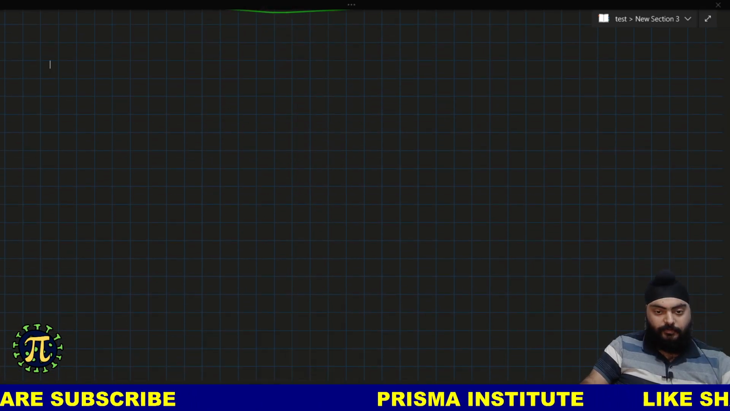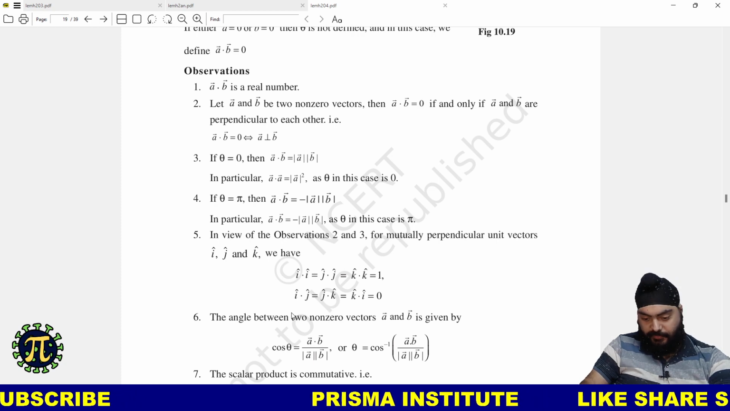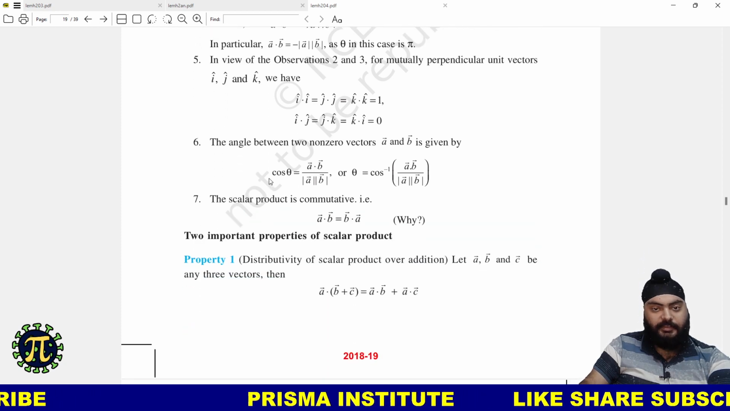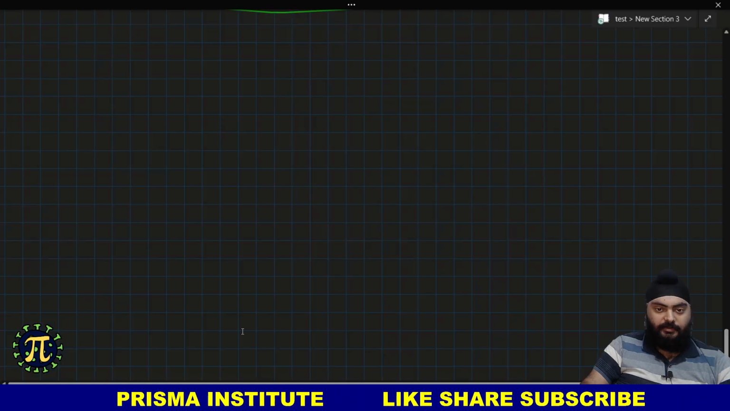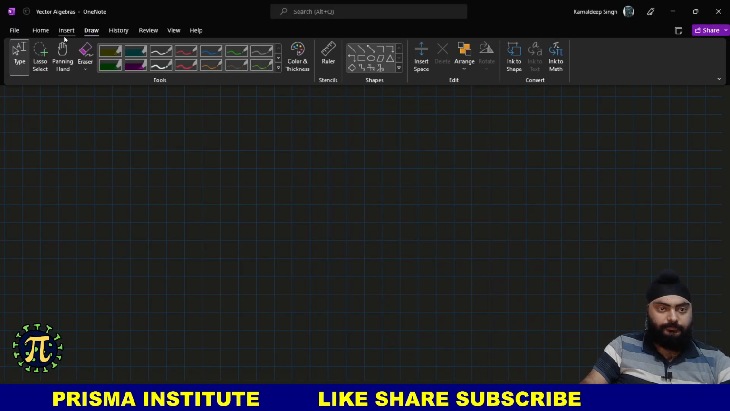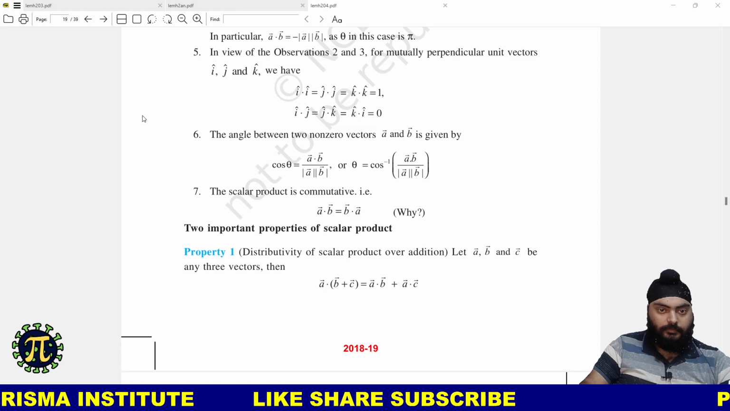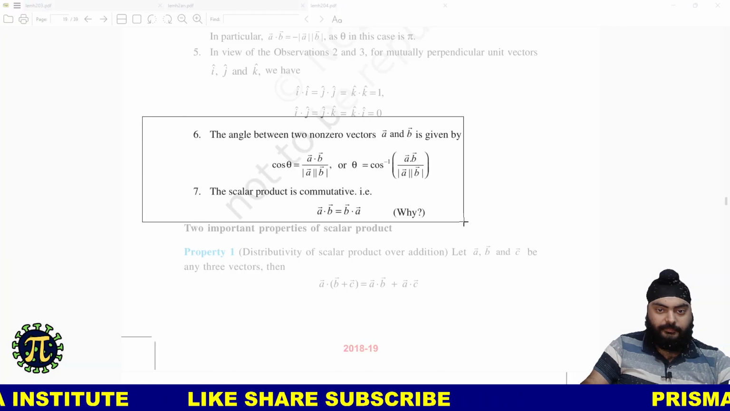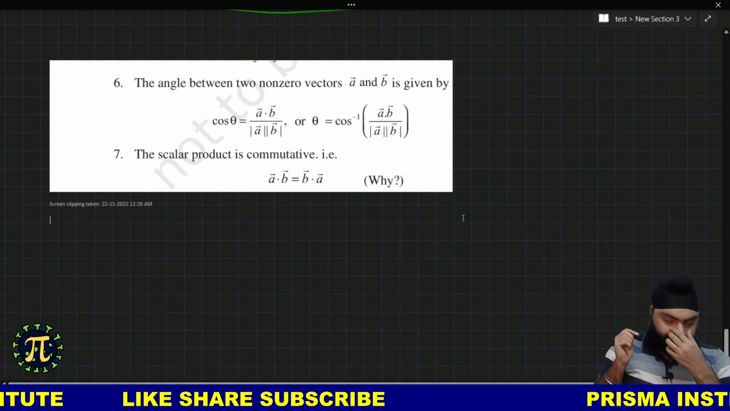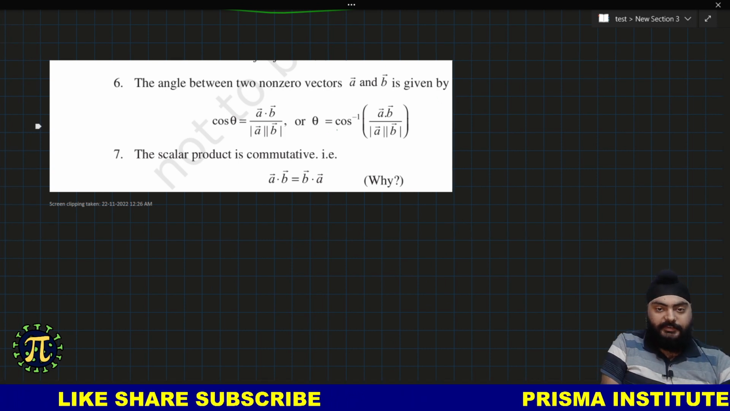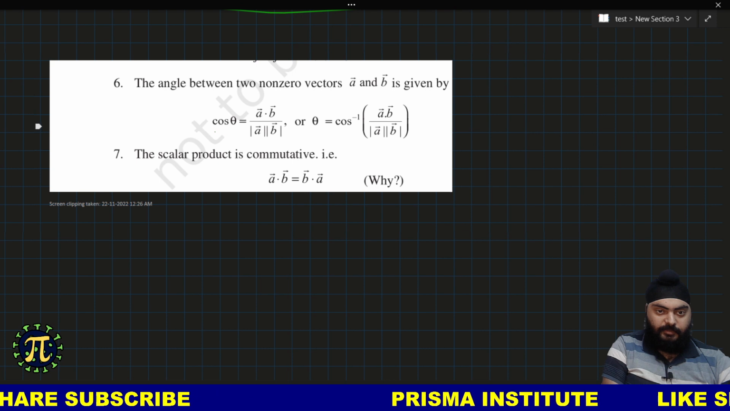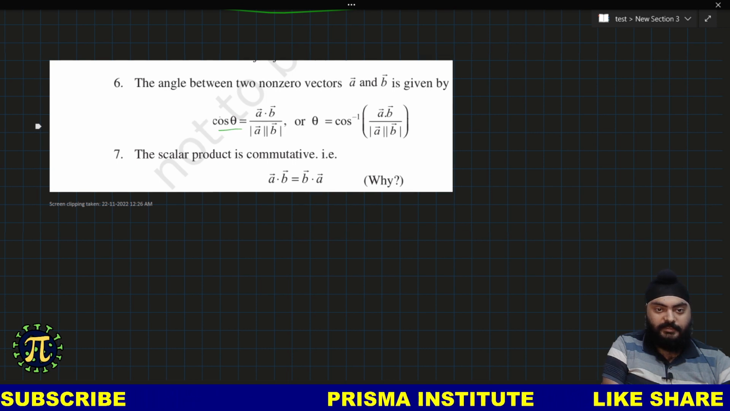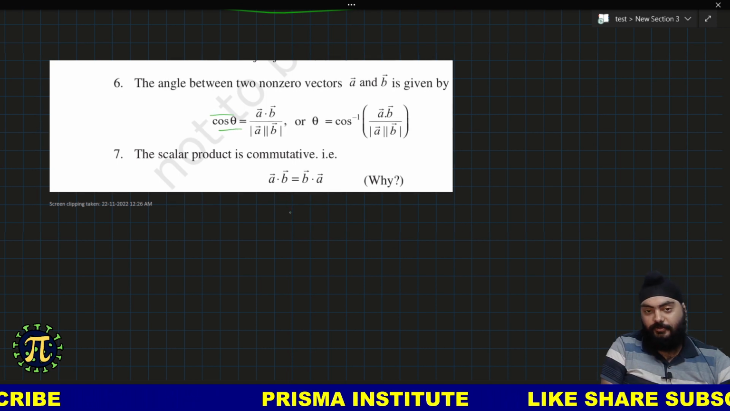The book says, okay, we have defined all this, and we have also defined cos theta. Since we know cos theta, we can also find theta, right? So I will put it here. We can find theta, that will be cos inverse of a dot b divided by mod a mod b. If we have theta we can find cos theta, and if we have cos theta we can find theta.